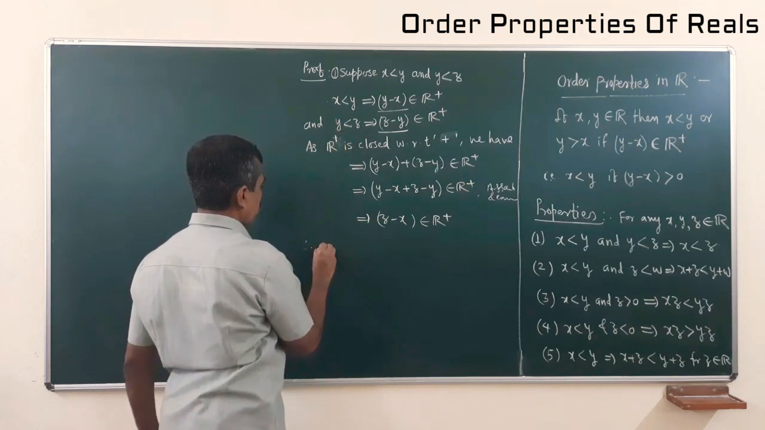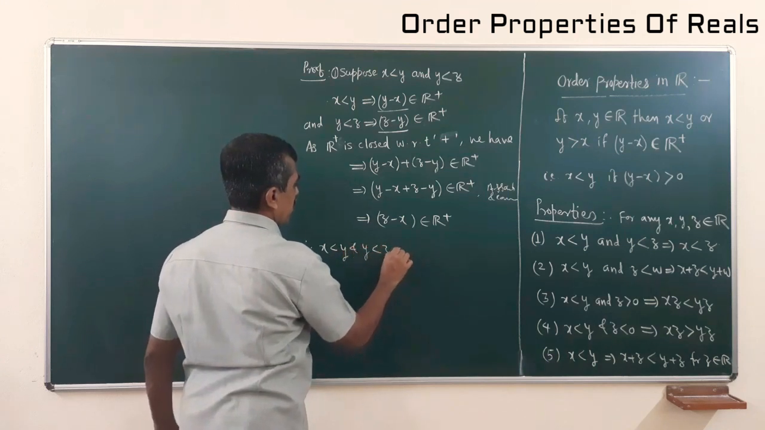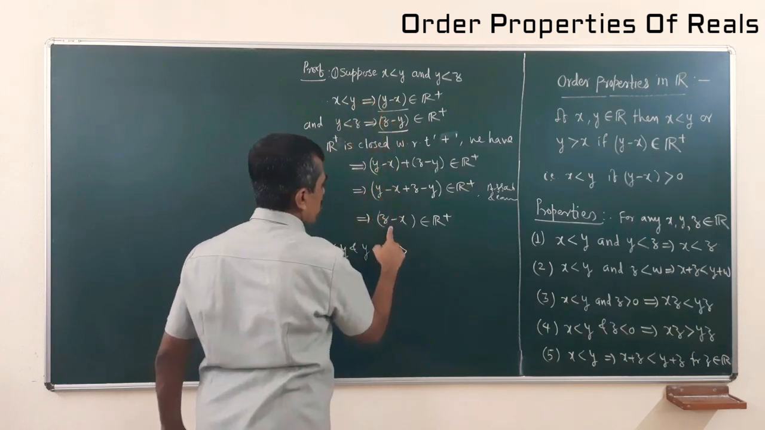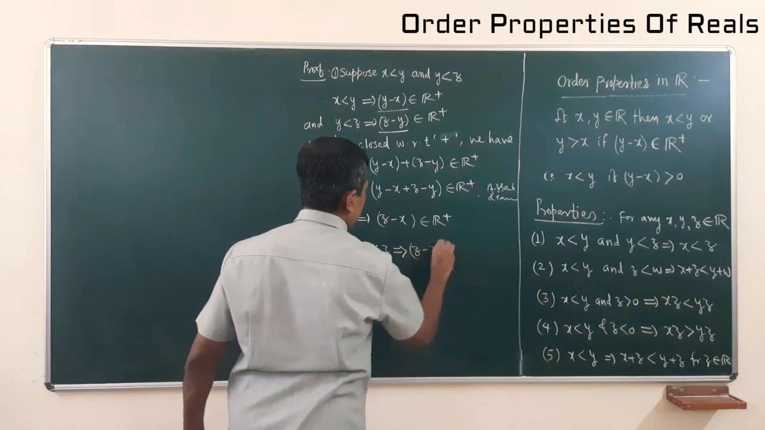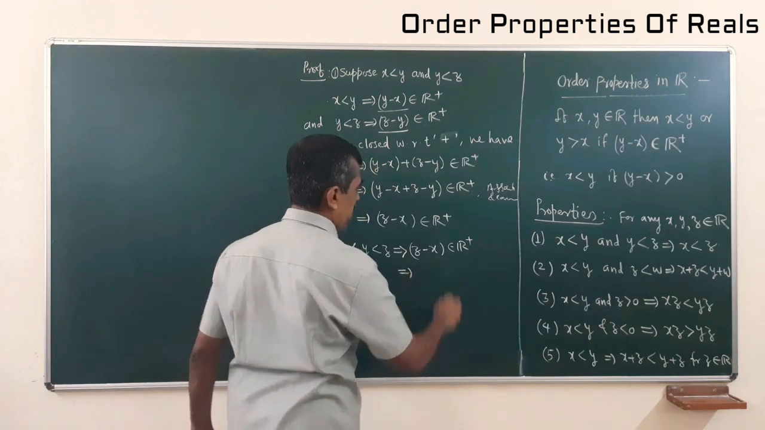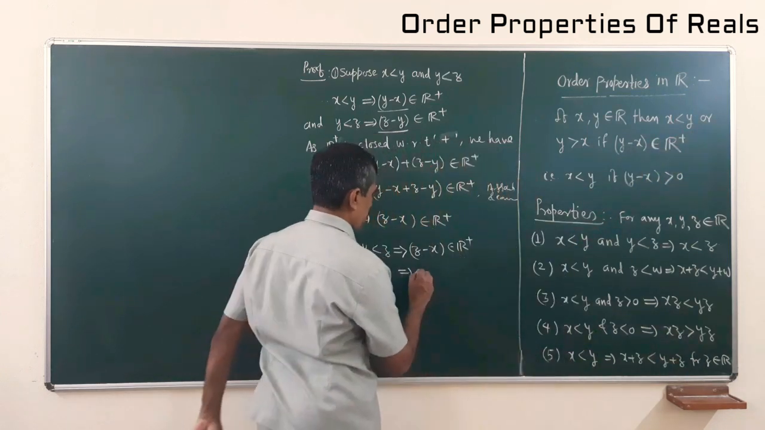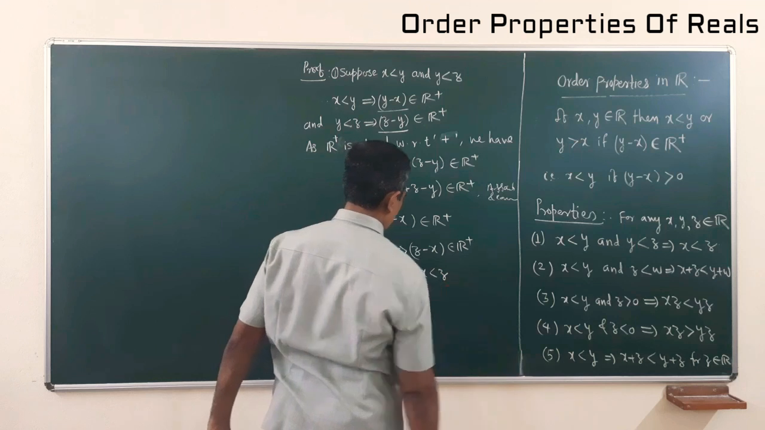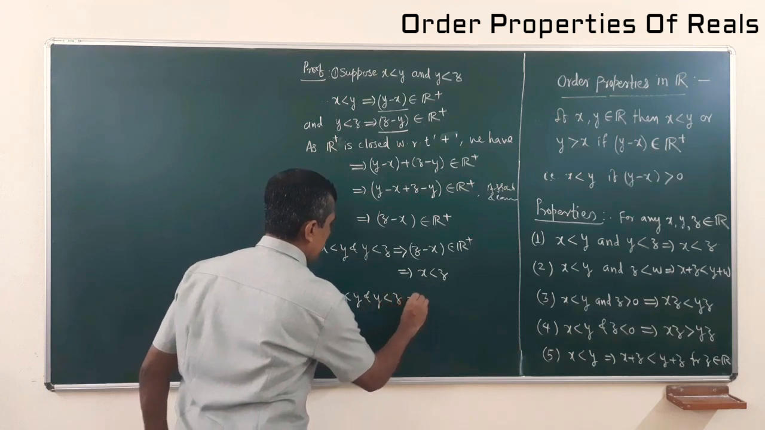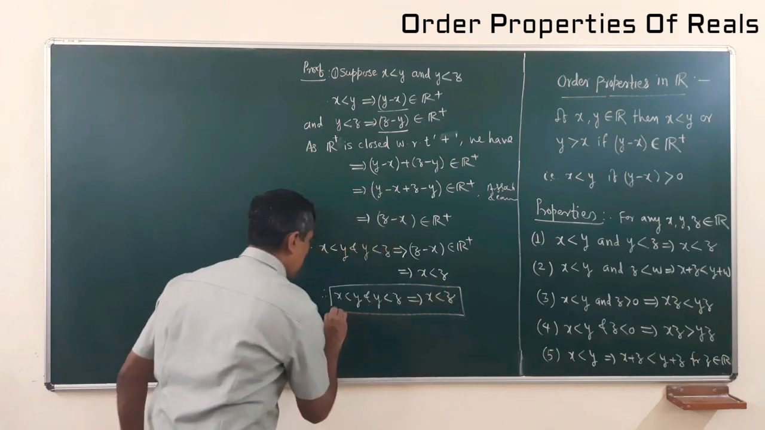See, therefore, x less than y and y less than z, that was my assumption. If x less than y, y less than z, then this implies z minus x belongs to R plus. Z minus x belongs to R plus is possible only if x is less than z. Therefore, x less than y and y less than z, then x is less than z. So that is what the first inequality is.